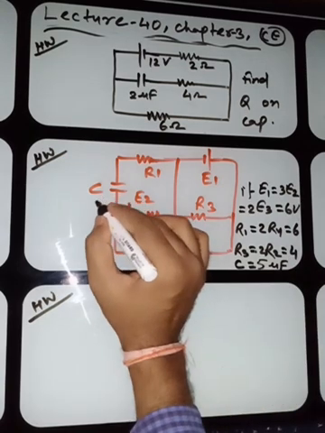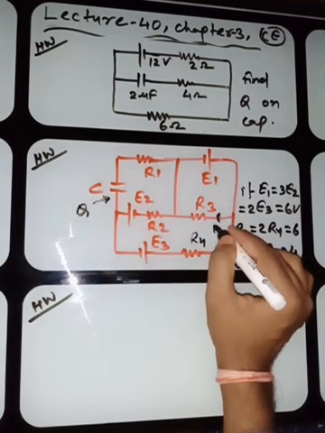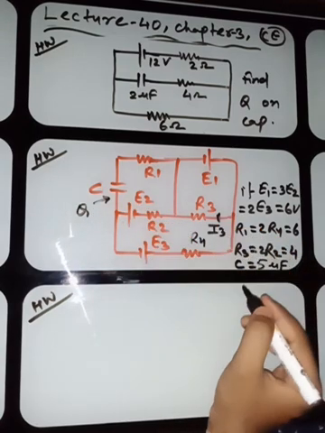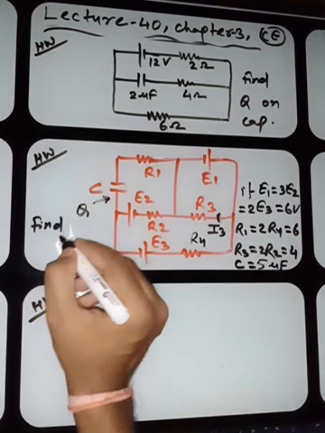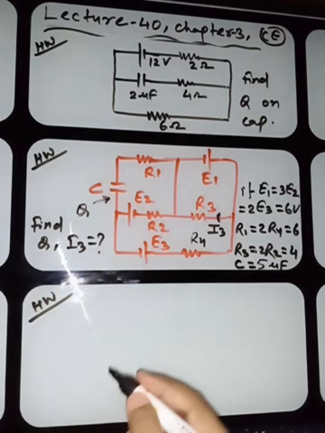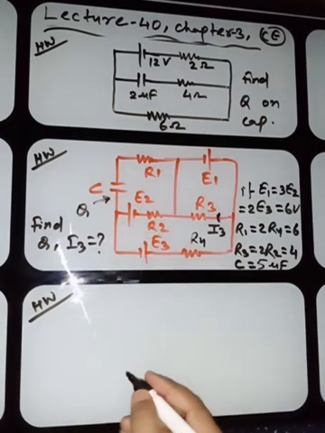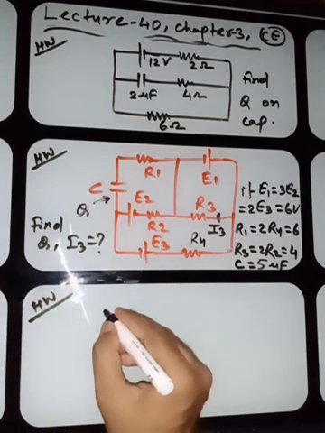You have to find the charge over here, and I3 is the current over here. Find Q and I3. Okay, so this is the question. So these two. Okay, and then write down one more question.